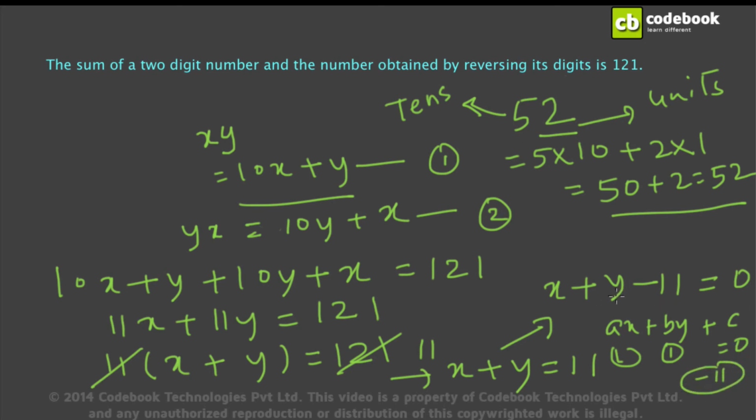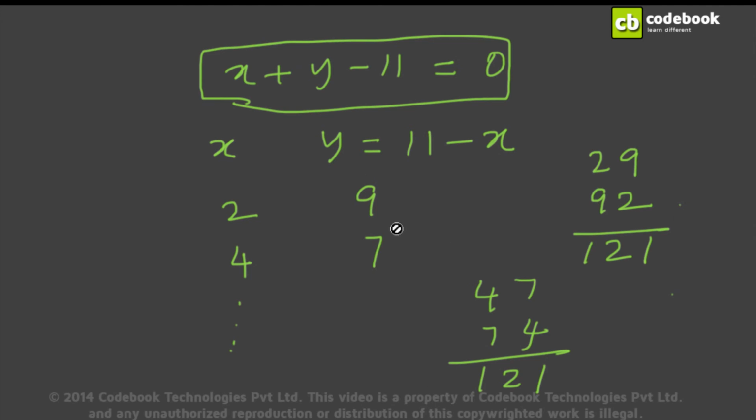So let's see if this equation is indeed satisfying this relationship mentioned in this statement. So we had x plus y minus 11 is equal to 0. Y is equal to 11 minus x by moving the terms 11 and x to the right hand side. So let's substitute some values for x. If x is 2, y would be 11 minus 2, which is 9. Similarly, as x is 4, y would be 11 minus 4, which is 7.